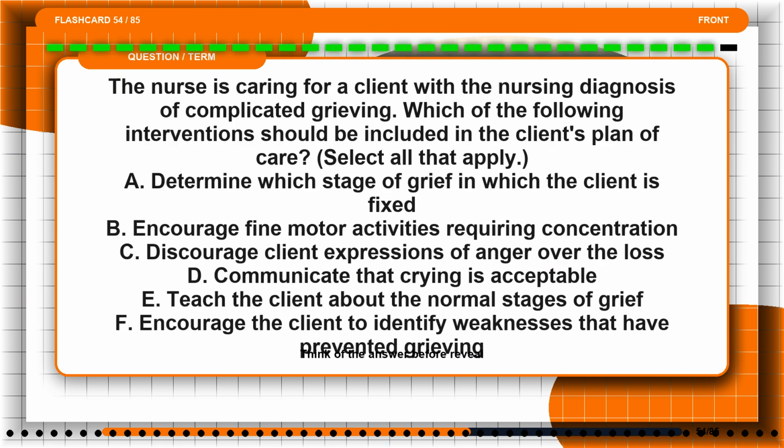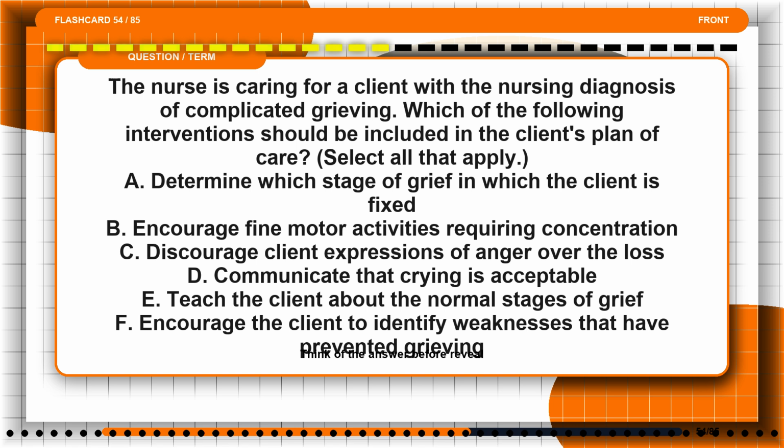Flashcard 54. The nurse is caring for a client with a nursing diagnosis of complicated grieving. Which of the following interventions should be included in the client's plan of care? Select all that apply. A. Determine which stage of grief in which the client is fixed.